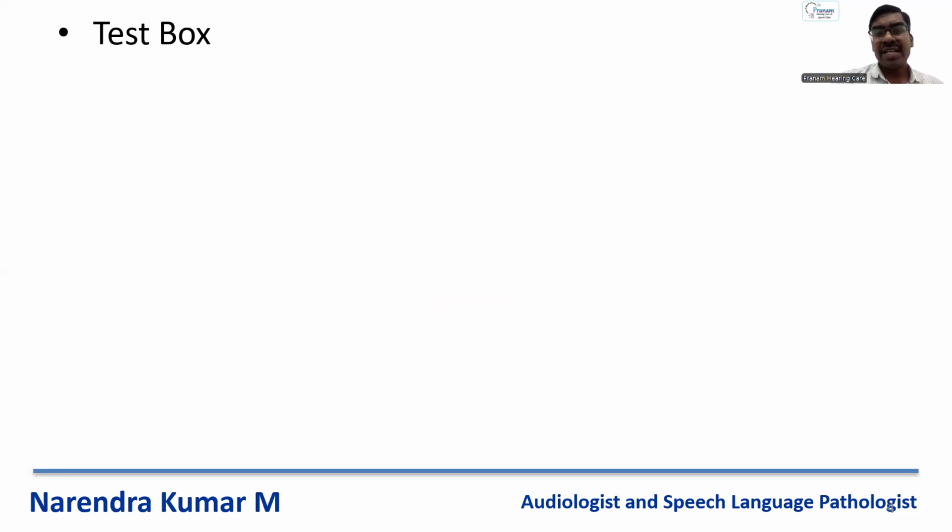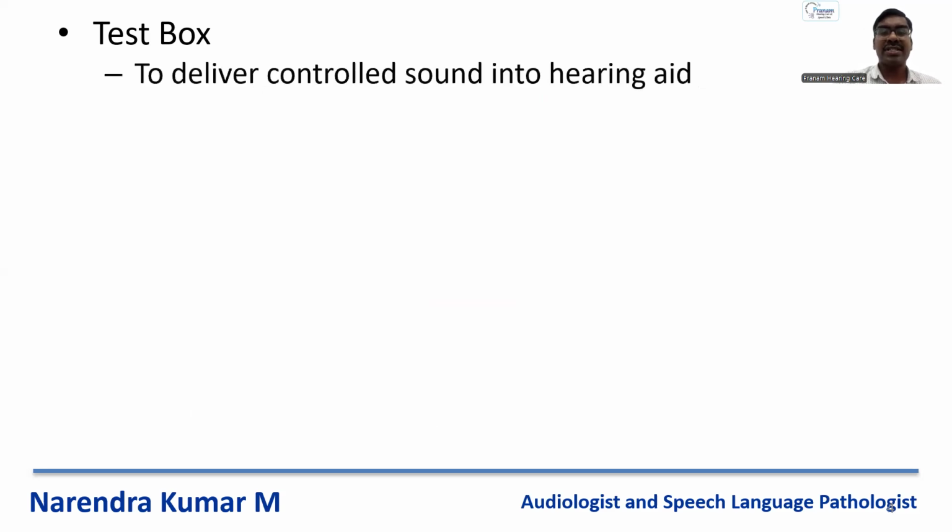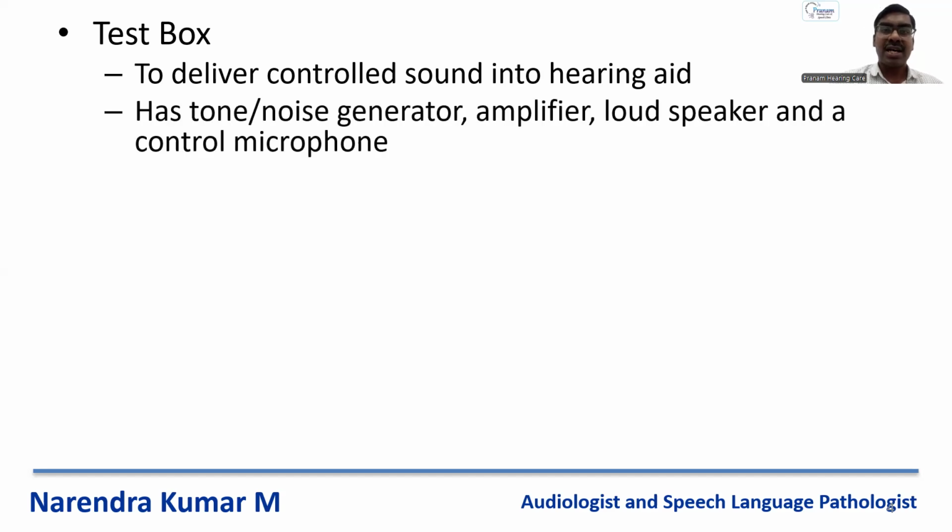For performing these kinds of EAC measurements, we need a test box within which all these processes are performed. A test box is an anechoic chamber with various instrumentation encompassed in it, and these test boxes are controlled by software which runs various programs. This test box is required to deliver controlled sound into the hearing aid and measure the output of the hearing aid. It has a tone or noise generator, an amplifier, a loudspeaker, a control microphone, and also a measurement microphone. A few of the test boxes will have both a control microphone as well as a measurement microphone. A few of the test boxes will have only one microphone, which is called the measurement microphone.